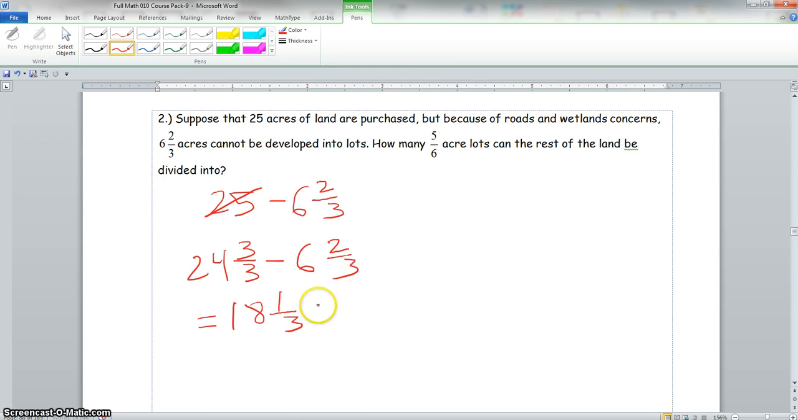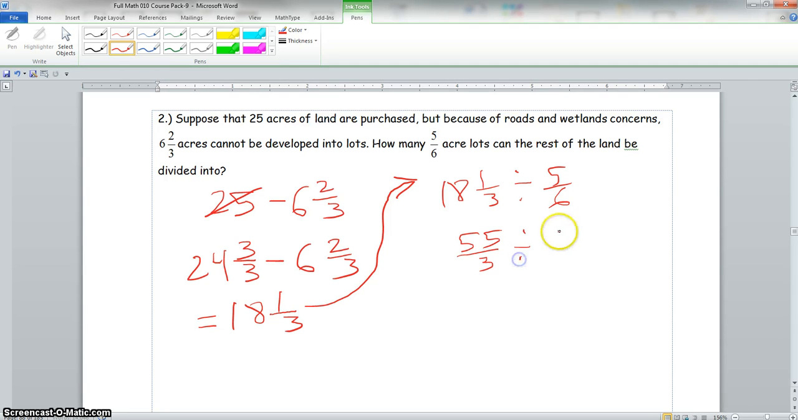So now we would take that value, which is 18 1/3, and divide it by 5/6. Now, we need to change this 18 1/3 into an improper fraction. 18 times 3 is 54, plus 1 is 55. So this would be 55 over 3 divided by 5/6. So it'll be 55 over 3 times 6 over 5.